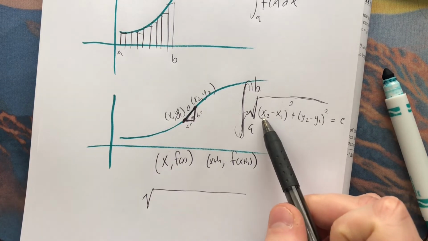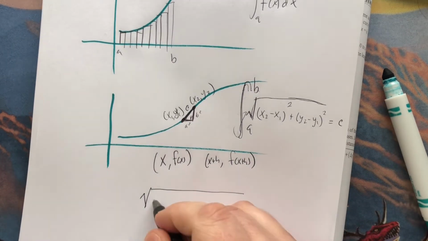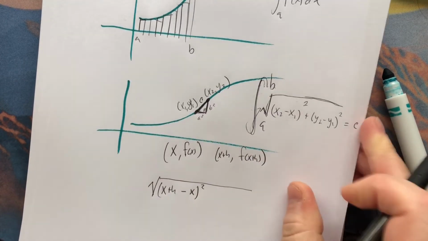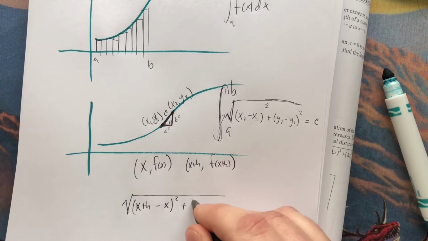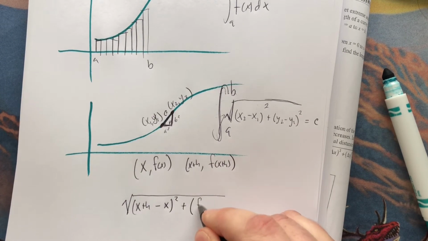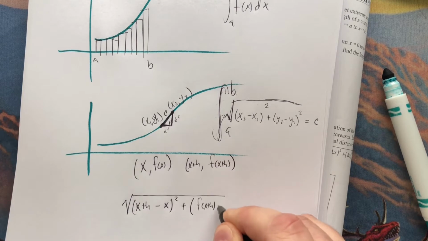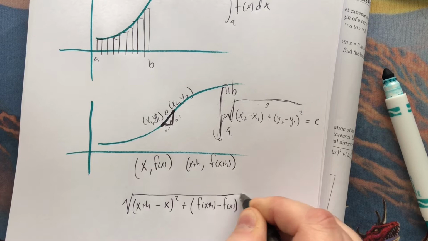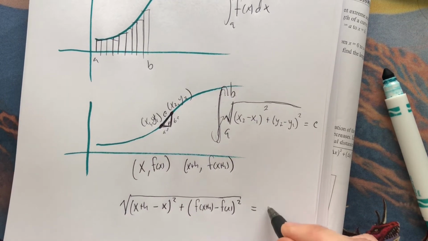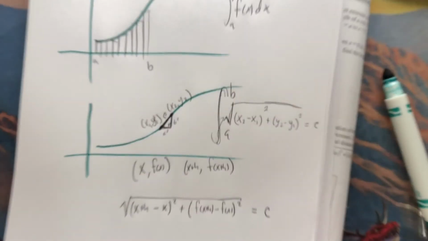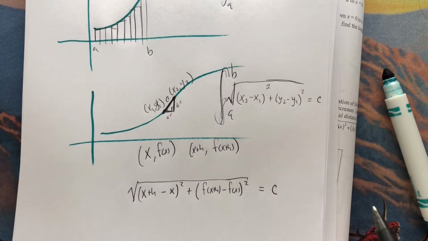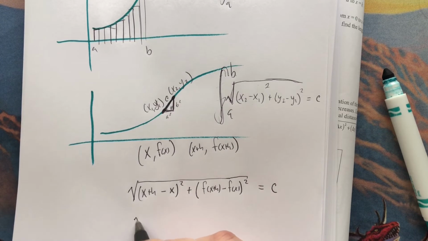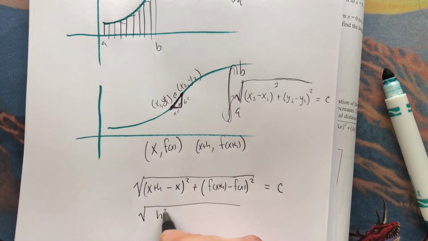So x2 minus x1. That's going to be x plus h minus x, and then square that, plus f of x plus h minus f of x, and square that. And that's going to be equal to just one of our hypotenuses. Wait, x plus h minus x, we get some canceling that happens there. We have h squared here now.